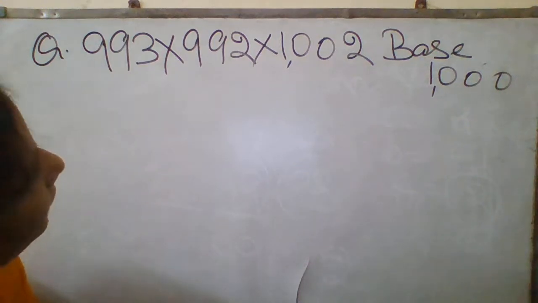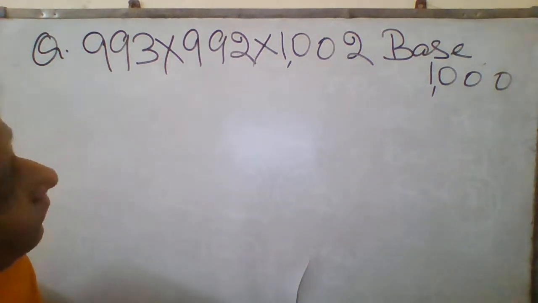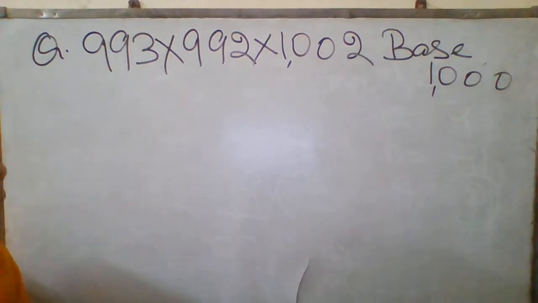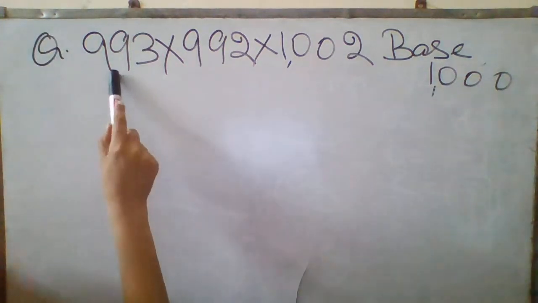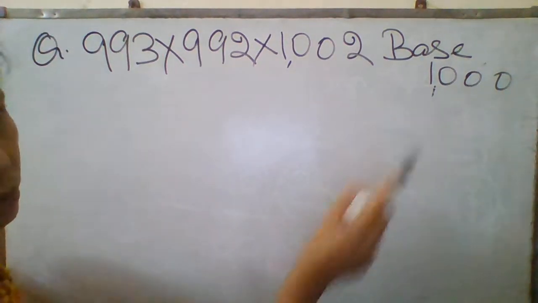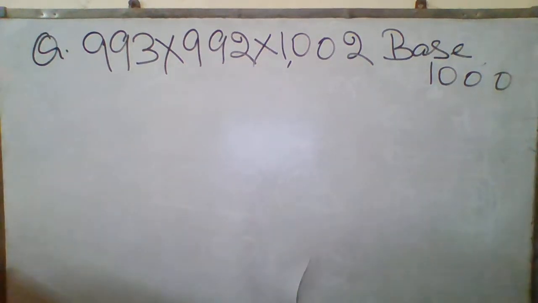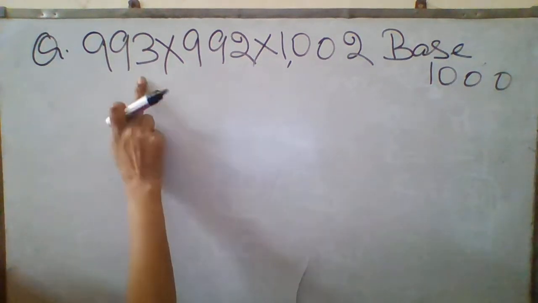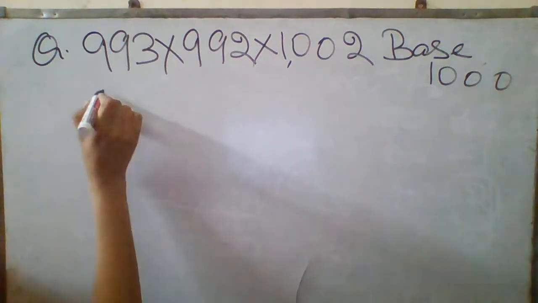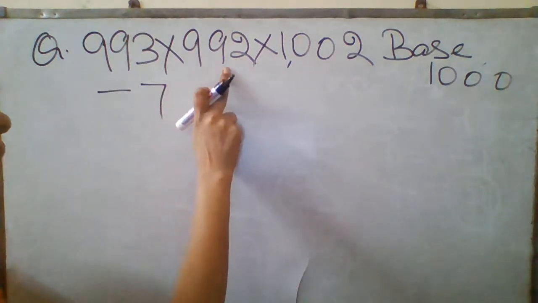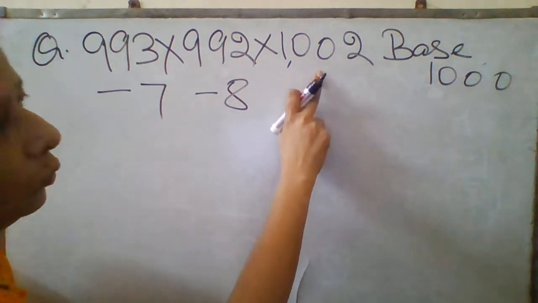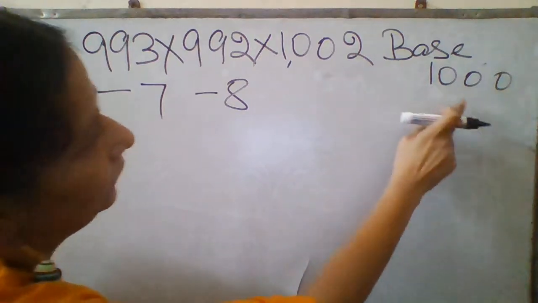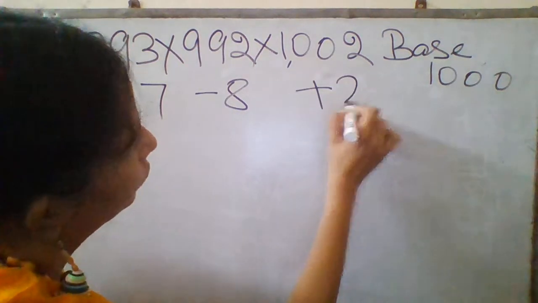993 multiplied by 992 multiplied by 1002. Now look here carefully. You can clearly see the base is 1000, because 993 is close to 1000. So if you subtract 993 minus 1000, here you will get minus 7. 992 minus 1000 will be minus 8, and 1002 minus 1000 will be plus 2.